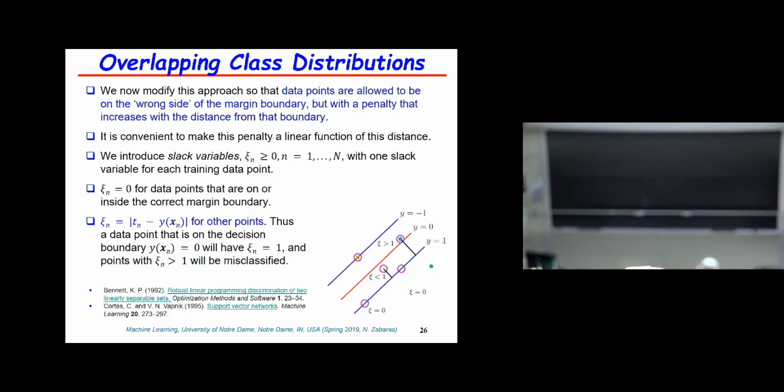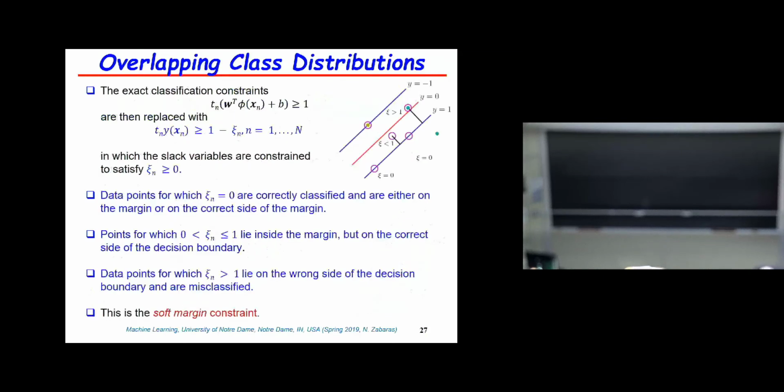So the idea here is we accept some points on the wrong side of the margin as being classified correctly, but other points are misclassified. Okay. So how is this going to help? You remember for separating things precisely, we wrote this equation before. Now we're going to modify it. This thing inside parentheses is y of xn. So we're going to modify it and write this equation as tn y of xn is greater or equal to 1 minus ξn.